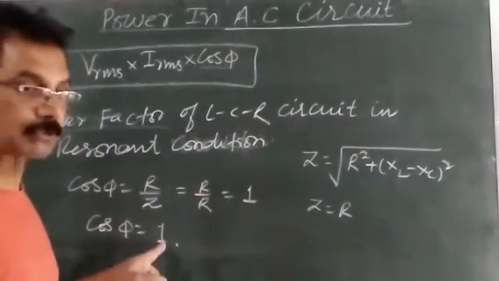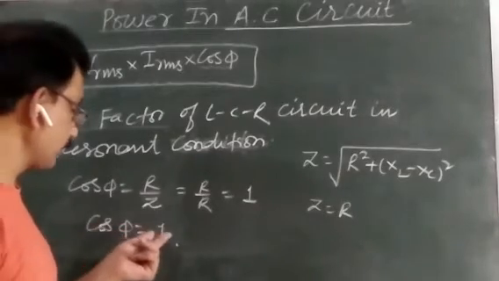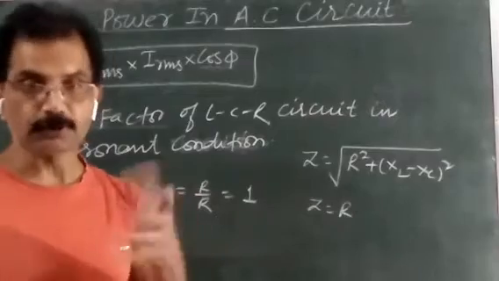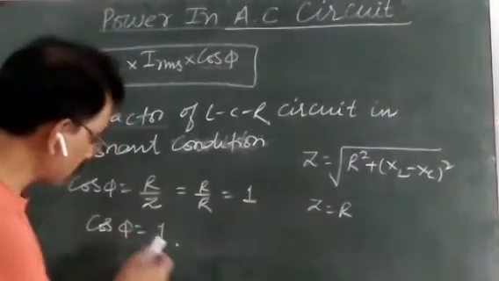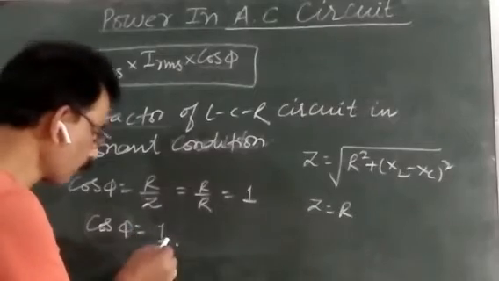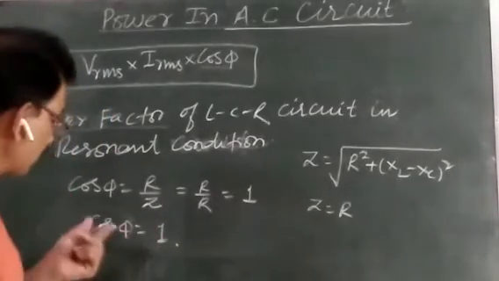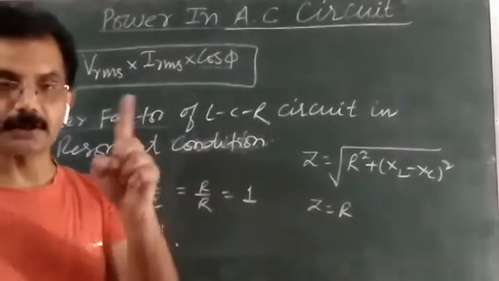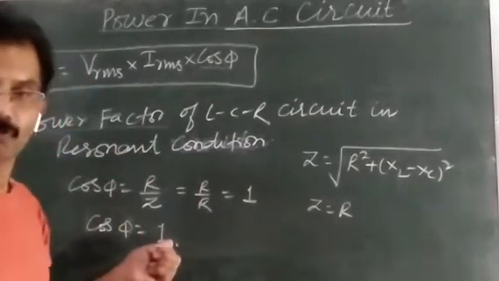1. ये मत सोचिएगा कि cos phi is 1 तो phi is equal to 0 degree. डिग्री में नहीं होता पावर फैक्टर. पावर फैक्टर पूरा टर्म है. ये cos phi पूरे टर्म की जो वैल्यू होगी, वो है पावर फैक्टर. And that value you are getting here is 1. It means the power factor of the LCR circuit in resonance condition is how much here? 1.